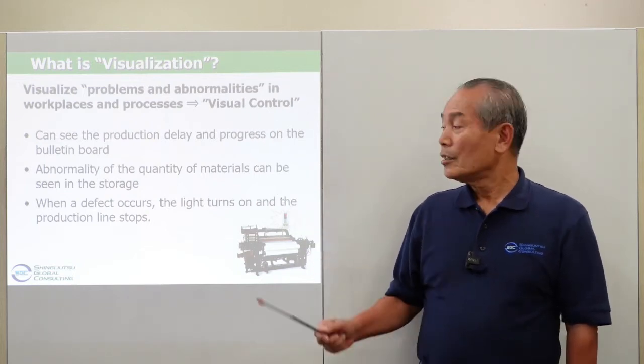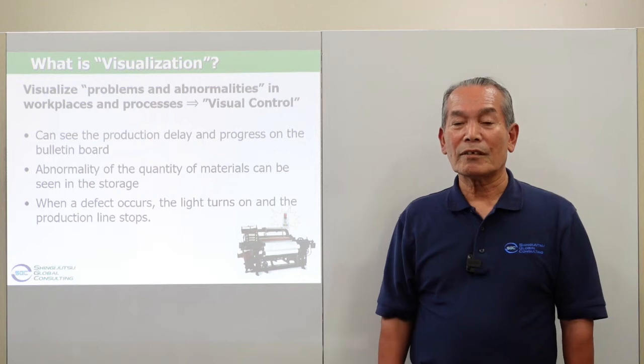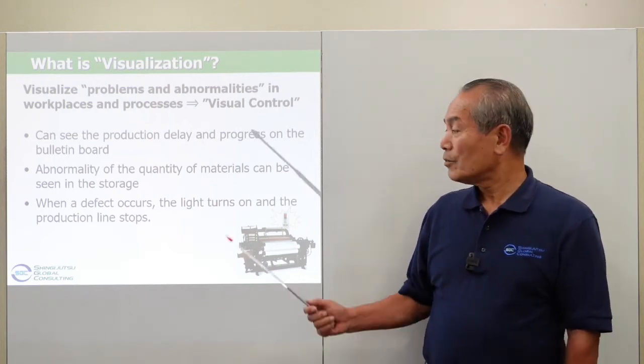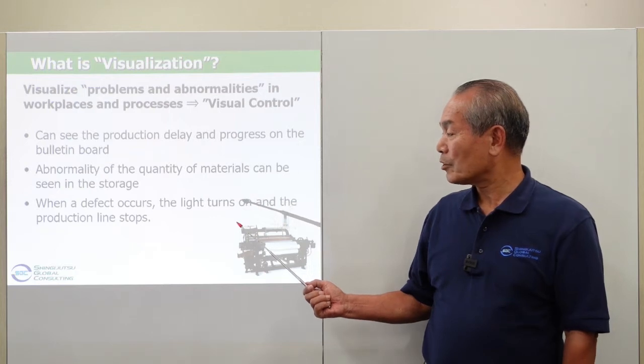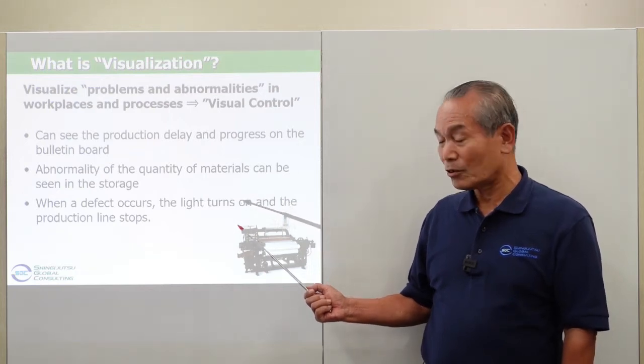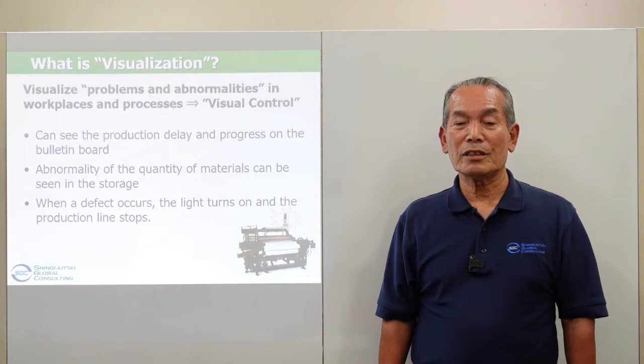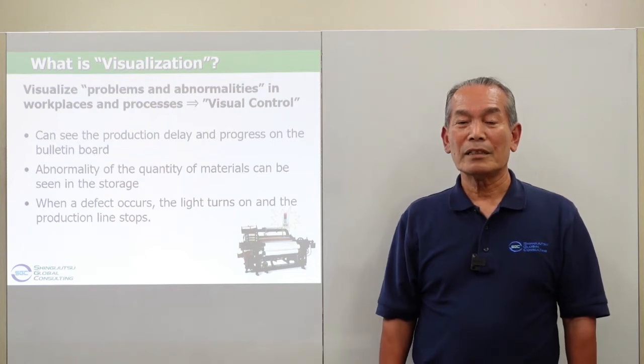production delays in progress. Another could be a representation where people can see the quantity of materials in storage. And like I mentioned, when some defect has happened, the machine stops and a light turns on for people to notice. Visualization allows you to notice right away when some abnormality happens at Gemba, the production site.